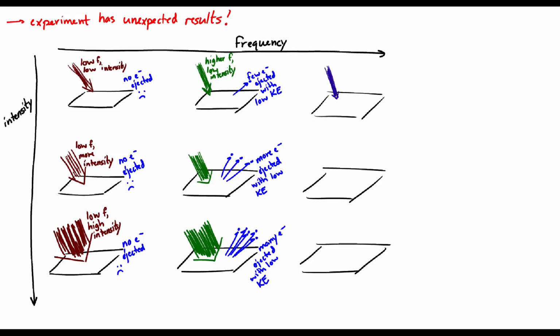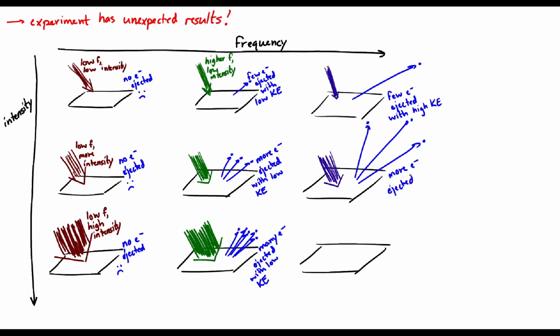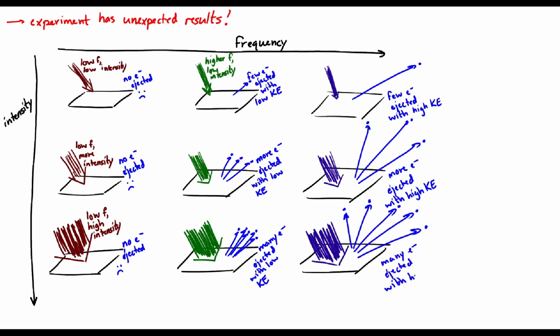So then they go to a higher frequency with a low intensity. And what they notice is they get a very few electrons ejected, but they have high energy, high kinetic energy. So they increase the intensity, and now they get more of these higher energy electrons ejected, and then they increase the intensity again, and they get even more of these higher energy electrons ejected.